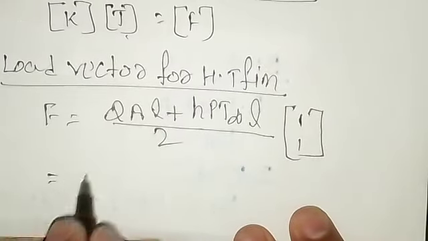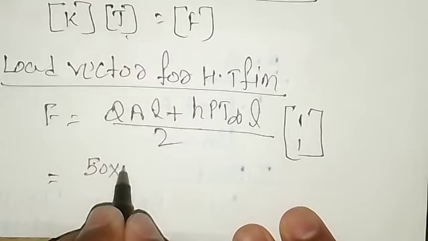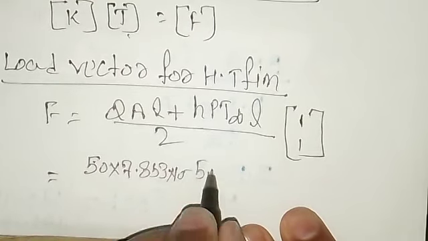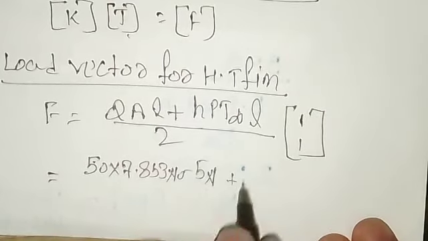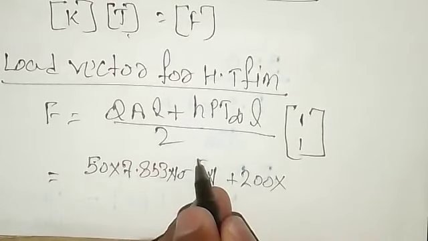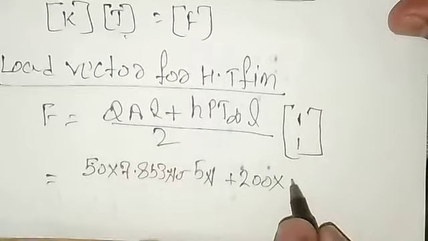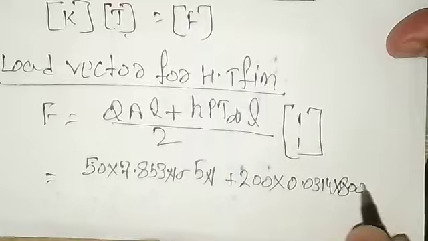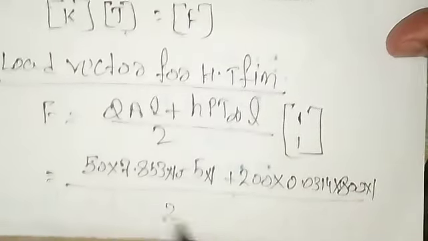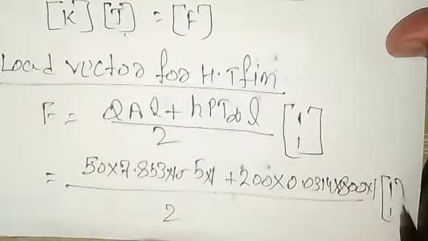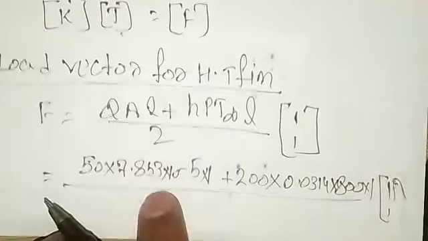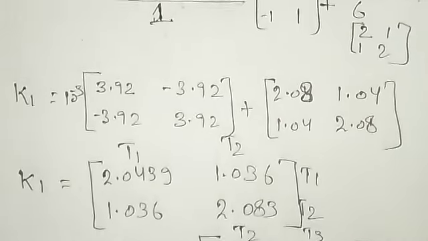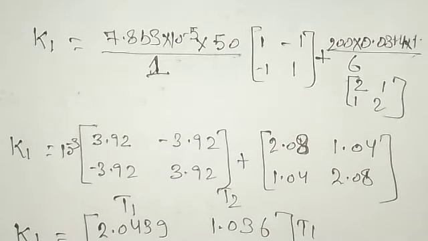So here heat flux is given as 50, the area you have calculated is 7.853 into 10 to the power of minus 5, length is 1, plus heat transfer coefficient is 200 and the perimeter we calculated, that is 0.0314, into 2. T infinite is equal to 800 into 1 by 2 and 1 1, right? So this is what we got. On simplification, you can see the load vector.